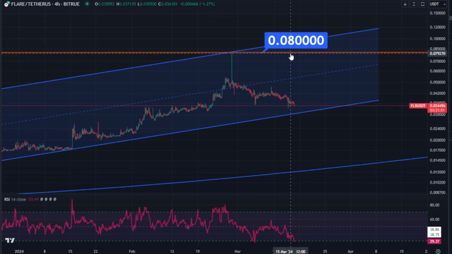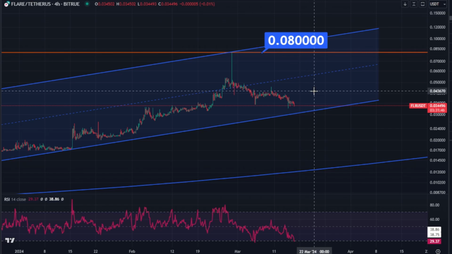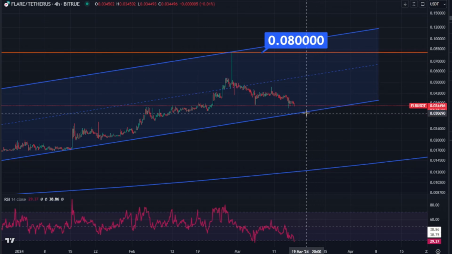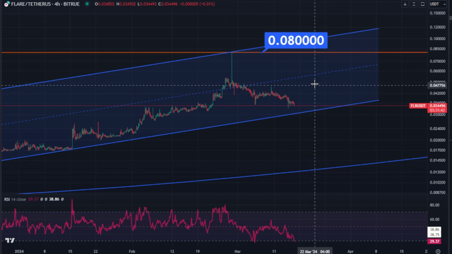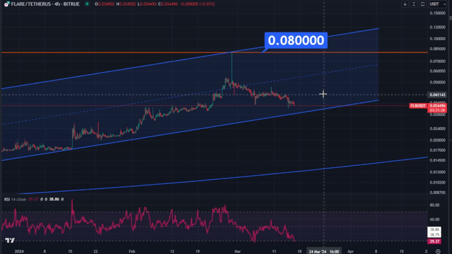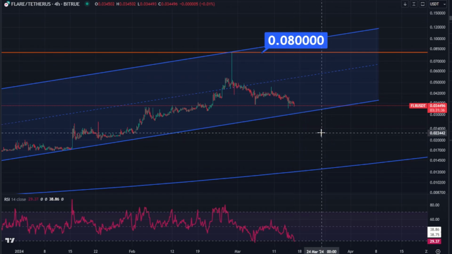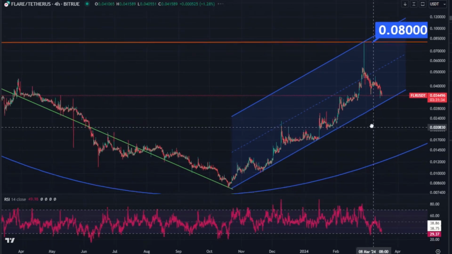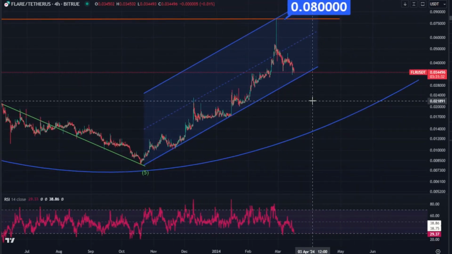Whether we take out this 8 cents again or not is pretty speculative. We'll have to see how price reacts, but I do think we are going to see a bounce here, and I think we can easily get back into the 5 cent range. If, however, this trend line of support breaks to the downside, then in all likelihood, there's a very good chance of seeing lower lows on Flare.